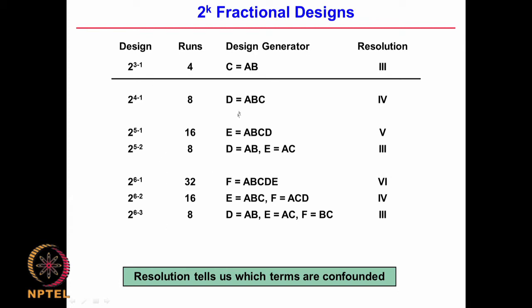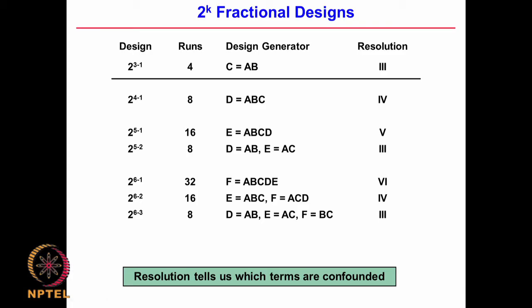So, this tells you which terms are confounded, and it also allows you to determine your resolution. This will be a resolution 4 and so on, and the number of runs. I also taught you how to do the calculations later, once you have the results.